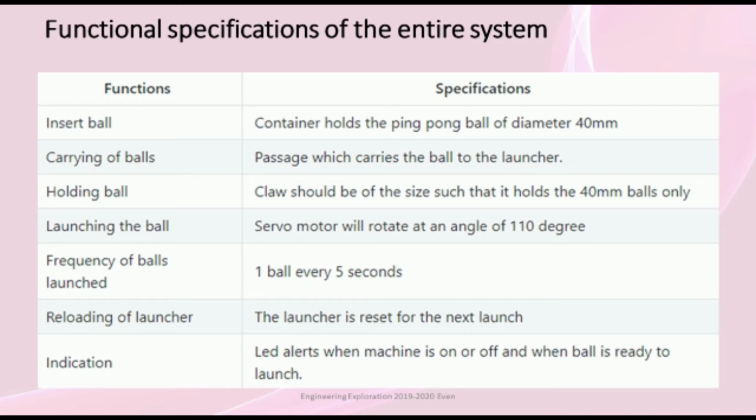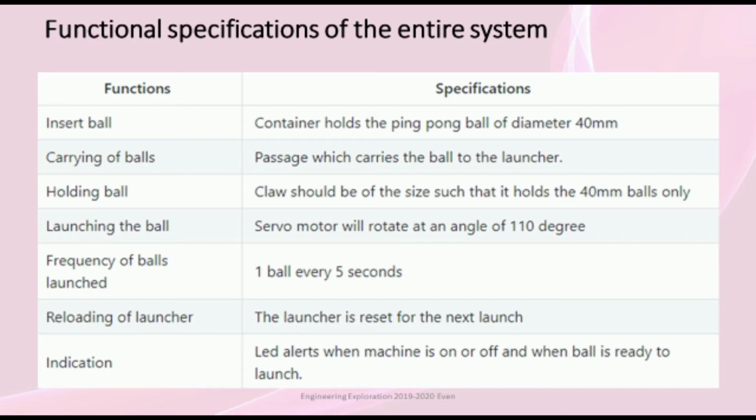Launching of the ball takes place by the servo, which is programmed to rotate at an angle of 110 degrees. Frequency is set to 1 ball every 5 seconds. Reloading takes place once the ball is launched from the launcher. Indication includes LED alerts when the machine is on or off, and also when the ball is ready to launch.